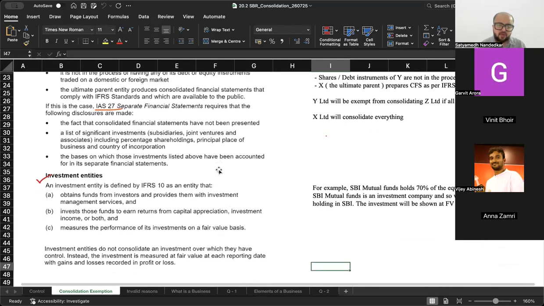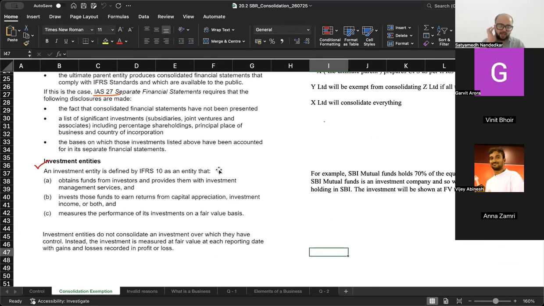And then, of course, you have investment entities, an entity that obtains funds from investors and provides them with investment management services. Think of a mutual fund, like SBI Mutual Fund holds 70% of the shares in SBI, but then you will not treat it like a subsidiary, because in these situations, the intention is not to establish control, but wealth management and other aspects. So the holding company will not necessarily participate in the day-to-day activities or in the decision making.